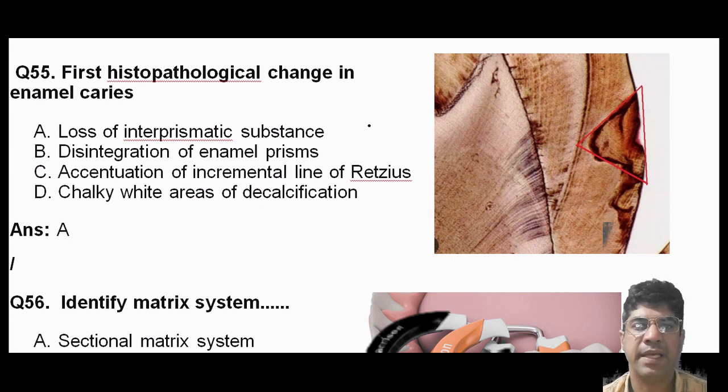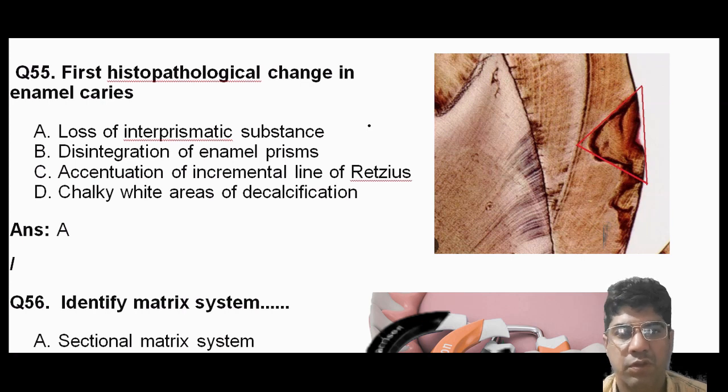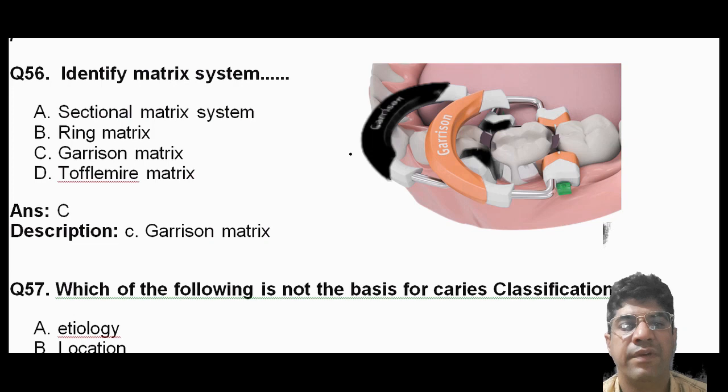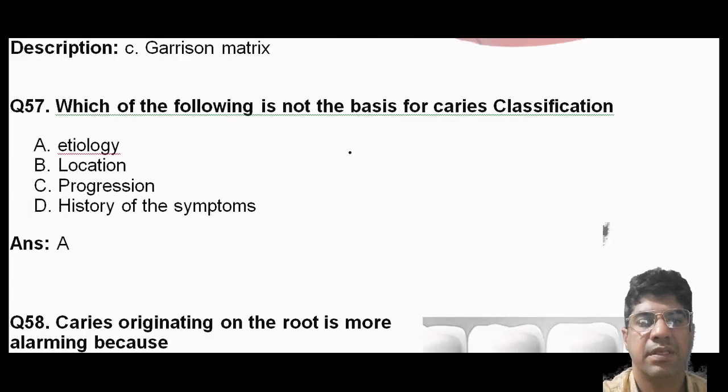The first histopathological change in enamel caries is the loss of interprismatic substance. This is an early sign of demineralization in enamel caries, and it occurs before more significant changes such as the disintegration of enamel prisms or chalky white areas of decalcification are seen.